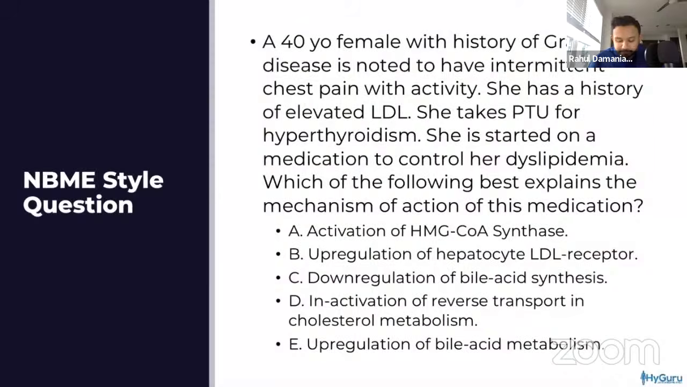Let's start with this question. A 40-year-old female with history of Graves' disease is noted to have intermittent chest pain with activity. She has a history of an elevated LDL. She takes propylthiouracil for hyperthyroidism, and she has started on a medication to control her dyslipidemia. Which of the following best explains the mechanism of this medication? Why don't you go ahead and take a look at the answer choices and tell me in the chat, what do you think the answer is?